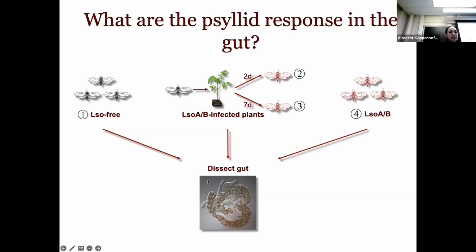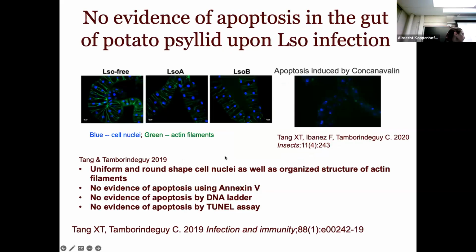So we look for this apoptosis in the gut, and we look in insects that were infected since they were nymphs, insects that just acquired, and insects that acquired a little bit later. And we did all these different measures, different ways to see if you see apoptosis. And we looked and looked and looked, and we found no evidence of apoptosis in the gut of psyllids in response to either LSOA or LSOB. And on one side, we said, it's okay, different systems, different responses. But on the other side, we are like, why is there no apoptosis? Because apoptosis is the mechanism that should be deployed to stop these pathogens.